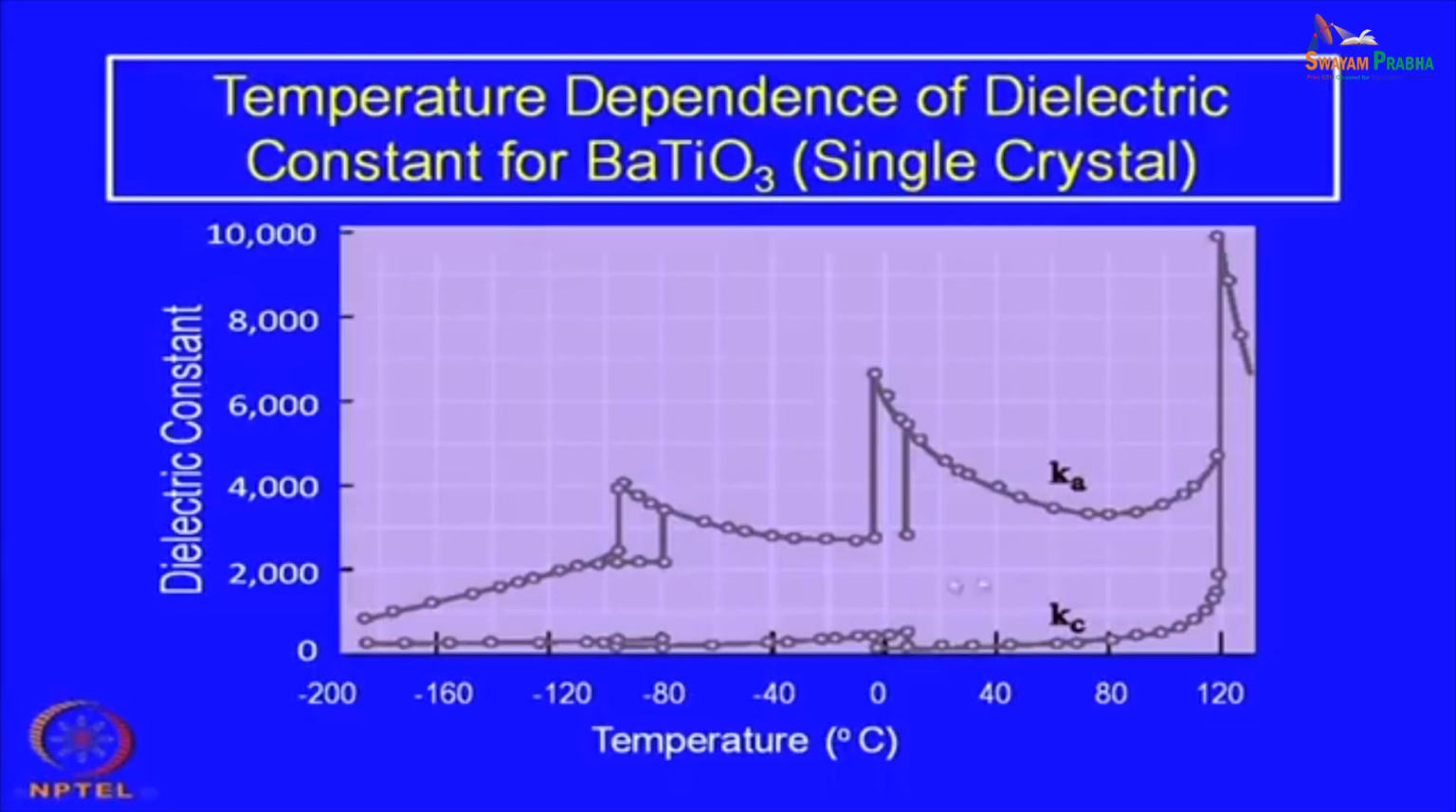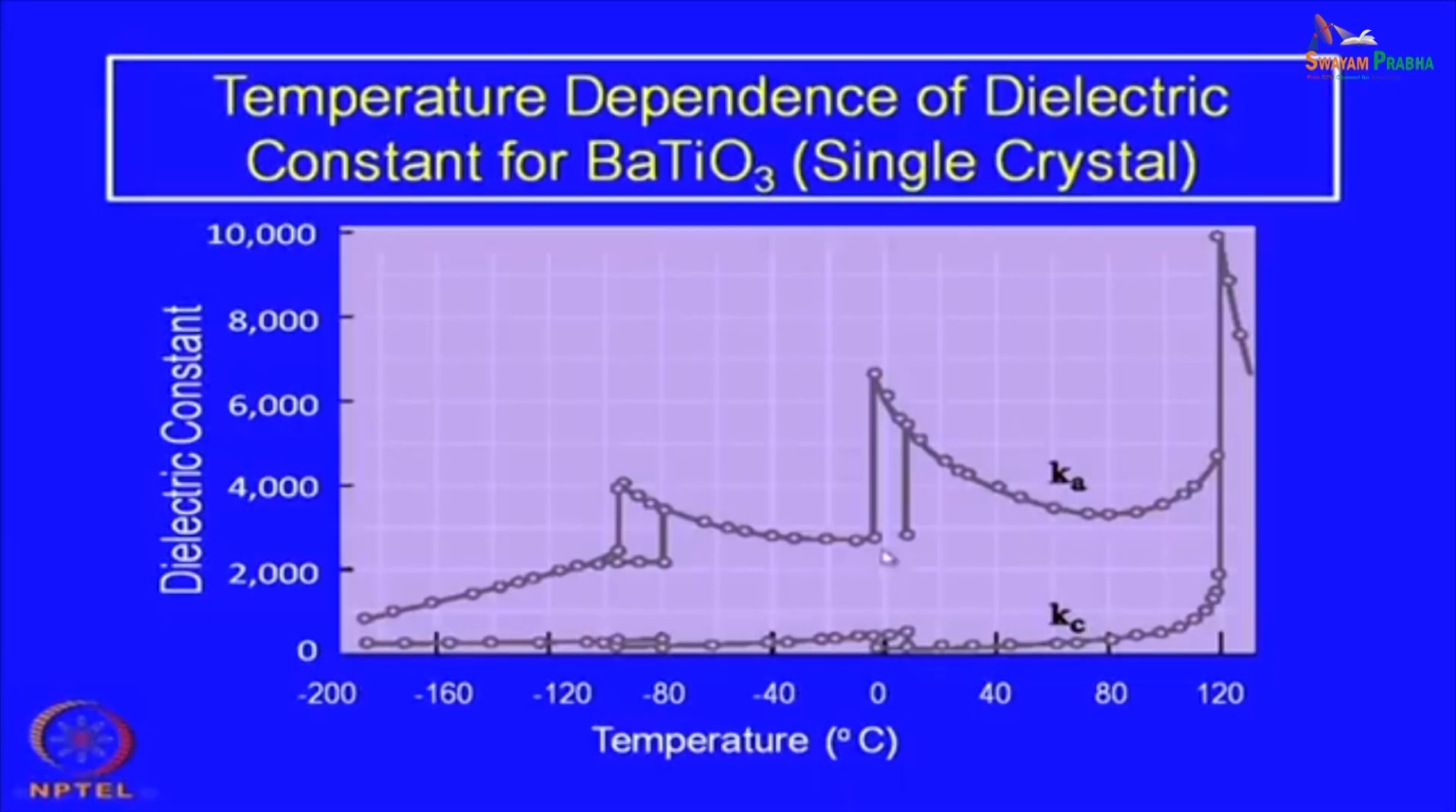You will also notice there are other characteristics. This has been taken from a single crystal, not a polycrystalline material. In polycrystalline material we do not get such sharp peaks, they are little blunt peaks. One characteristic is that there is a tremendous amount of anisotropy in the properties along the crystallographic directions. This is along the C axis and this is along the A and B axes. A and B axes are the same, whereas the C axis is different. So, the dielectric constant along the C axis is much smaller compared to along the A and B axes. This is another important observation.